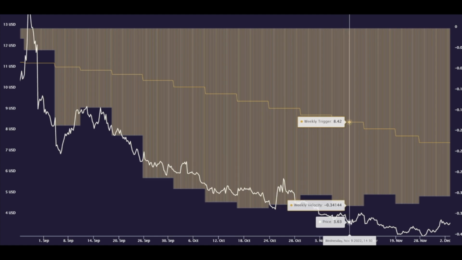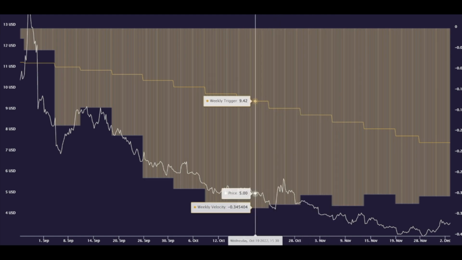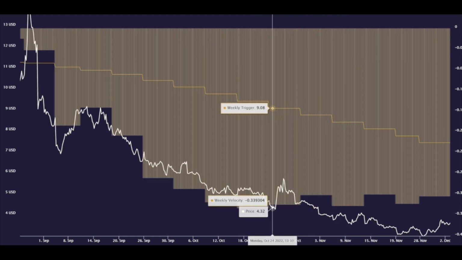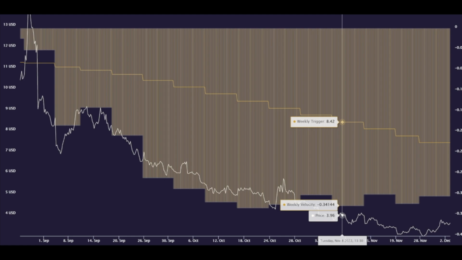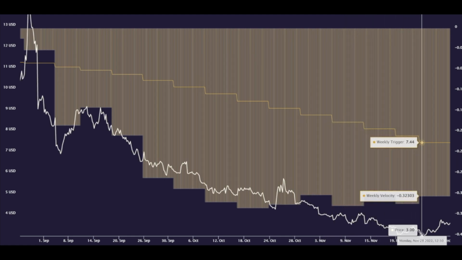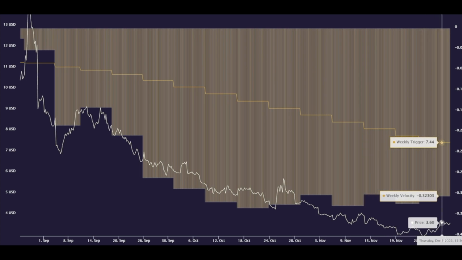And then price made another new low here at about 360, and the velocity was negative 341, which is not as extreme as over here, negative 345. So although it's only slight, it's still your second bullish weekly divergence. And then when price made this new low, that is the third bullish weekly divergence, and that tells us that now price wants to move up to this weekly trigger at 744.